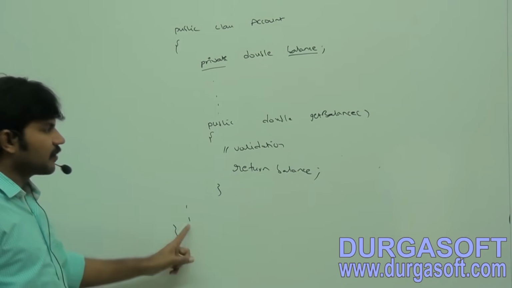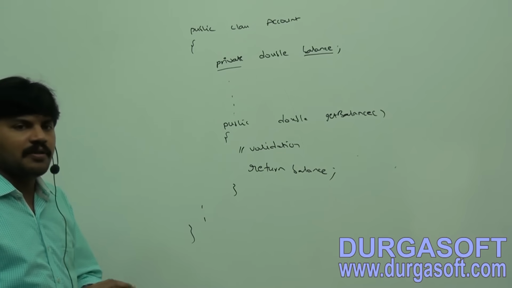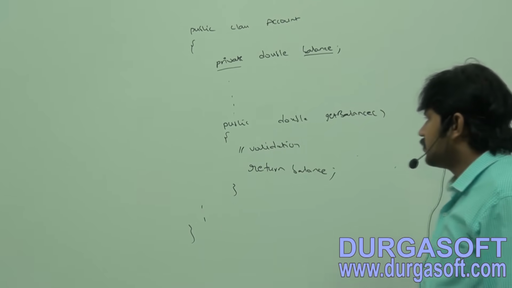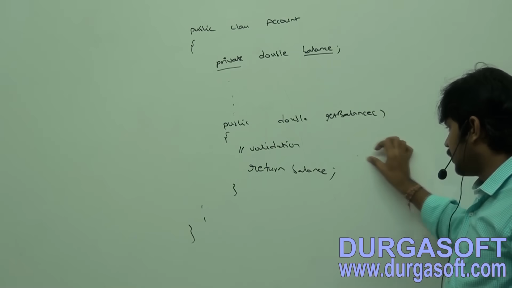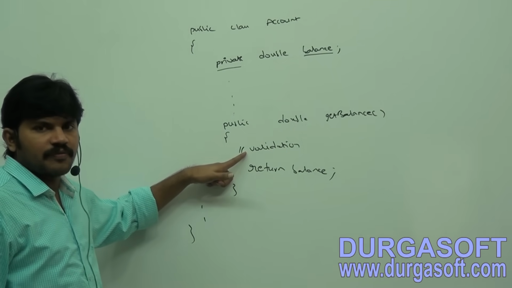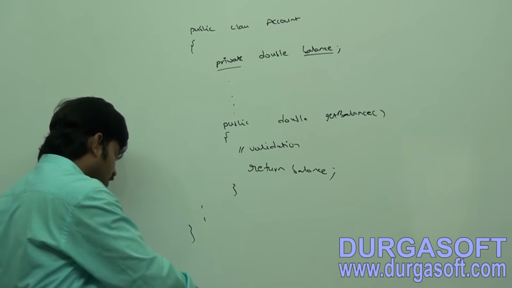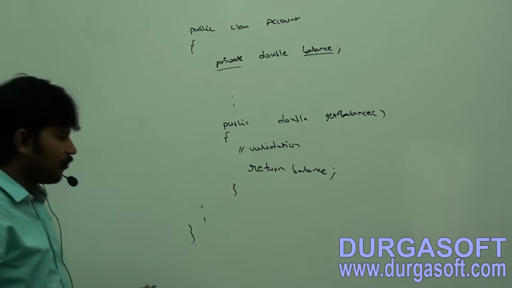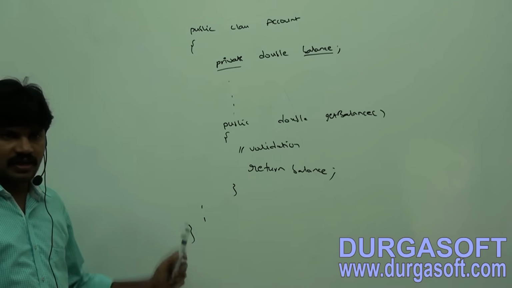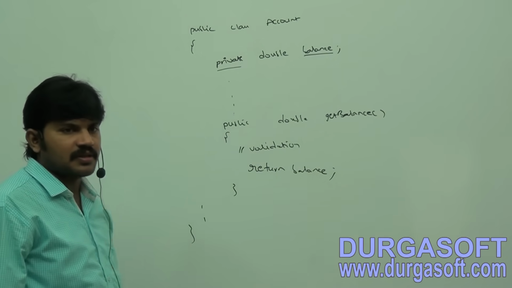Okay, so take this example: public class Account, private double balance, public double getBalance. Next, validation. I'm performing validation. If this person is valid, then only provide access, return balance. Completed, right? Can I make sure you people have clear clarity? Okay. Public class Account, private double balance, public double getBalance, validation, return balance.